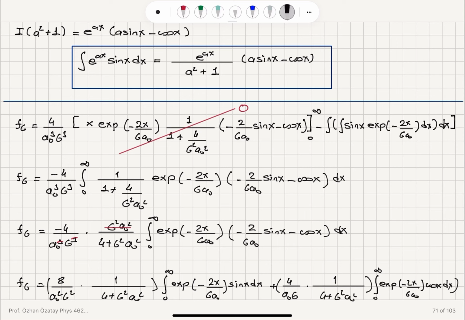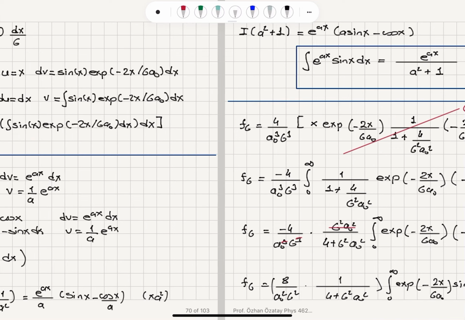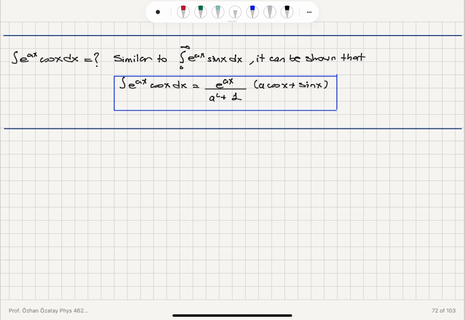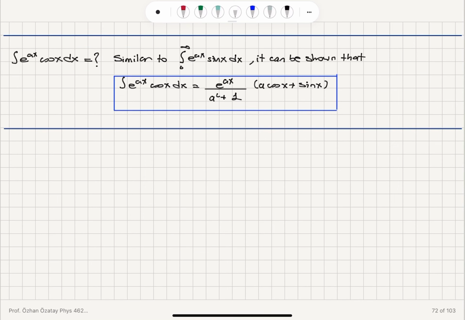Now, I have encountered a similar integral. What is this integral? Integral of e to the ax cosine x dx. And I have already performed this integral using integration by parts. So if you perform the same routine that I have followed here in order to evaluate this integral, you will find that the answer is e to the ax over a squared plus 1, a cosine x plus sine x. Alright, so I look at the first term and the second term separately here.